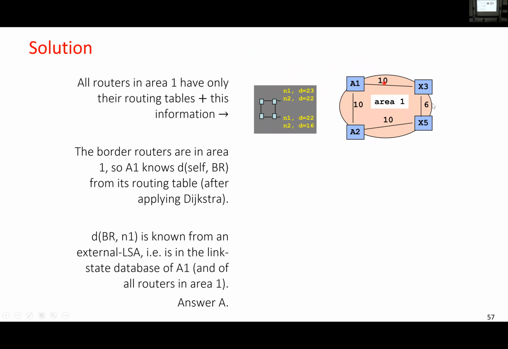This is the vision that we have in area 1. That's the only vision we have. So all routers have this information here. So when A1 computes the distance to N1, the information of how to go to X3 comes from the routing table, the output of Dijkstra, but the distance from X3 to N1 is in the topology database, and has been acquired through a link state advertisement sent by X3 in this case here.